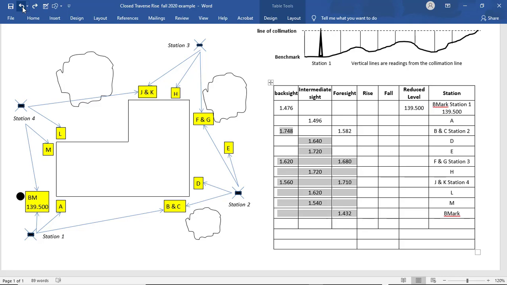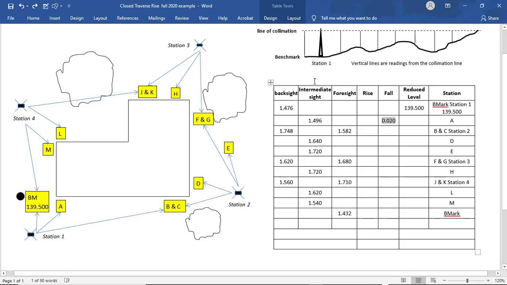All right, then what happens? We then determine the rise and fall. So when we have this, 1.476 minus 1.496 gives us a negative number. So that's a fall of 20 mil, which is shown as 0.020. Our next one, we've got 1.496 minus 1.582 gives us a negative number again of 0.086, so that's a fall again.